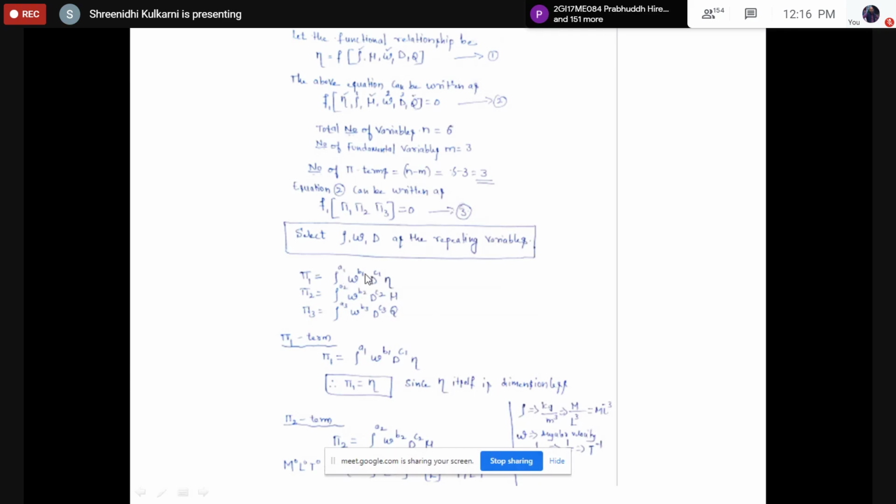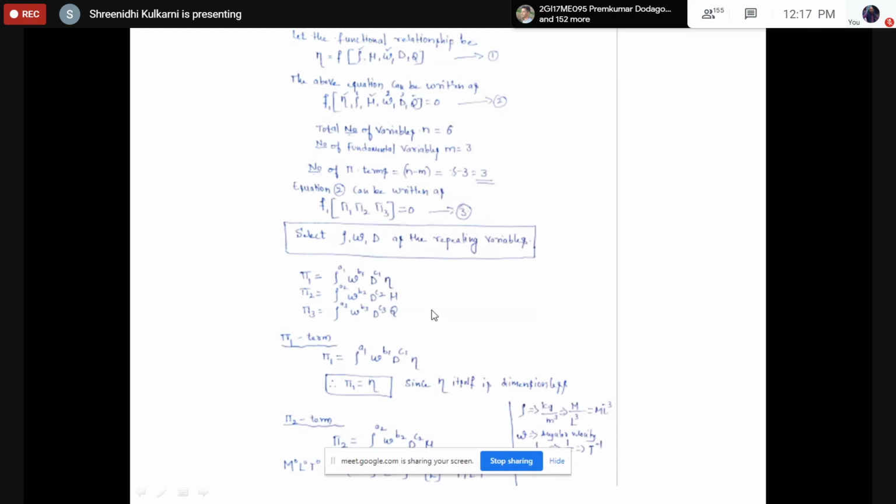Again, these three are the same, common for all pi terms. So rho to the power of a2, omega to the power of b2, d to the power of c2, and another non-repeating variable is mu. And similarly pi 3: rho to the power of a3, omega to the power of b3, d to the power of c3, and another non-repeating variable is Q. So you just count here: 3 are repeating and 3 are non-repeating variables.